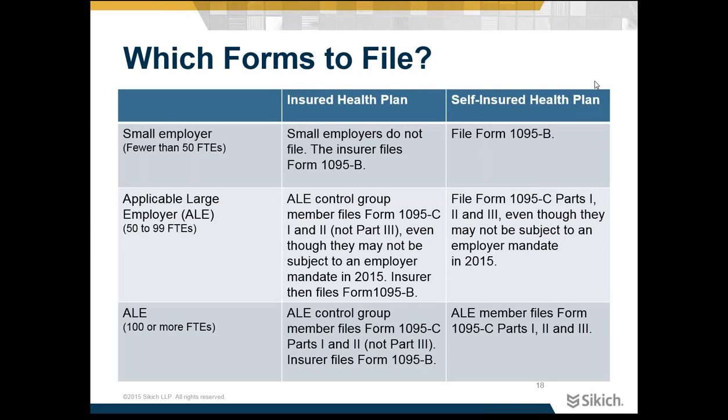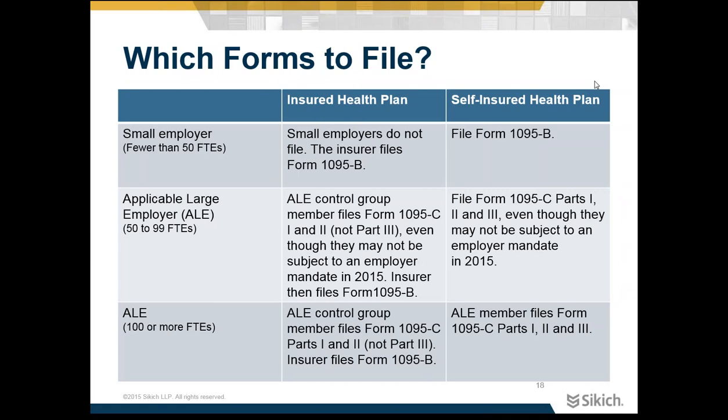So this is just a visual on what forms you'd need to file. Small employers, those with less than 50 FTEs, the insurance company will take care of issuing the 1095-B to your employees. But if you're self-insured, you're going to need to file the 1095-B form relative to that coverage. The middle category is your 50 to 99 FTEs. Really that and the 100 or more filing requirements are the same. The only difference between these two is indicating that transition period for 2015 for the smaller group.